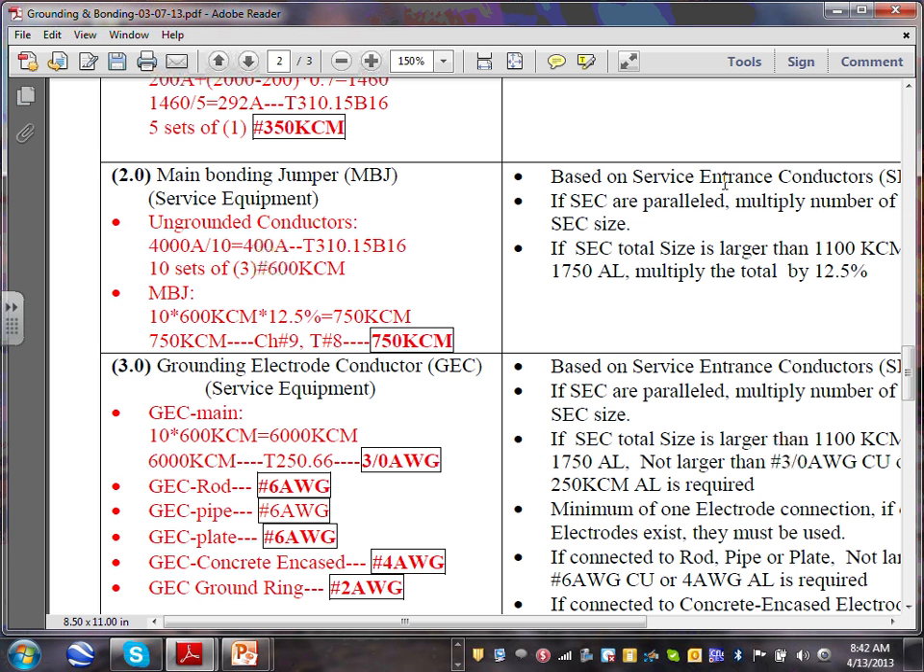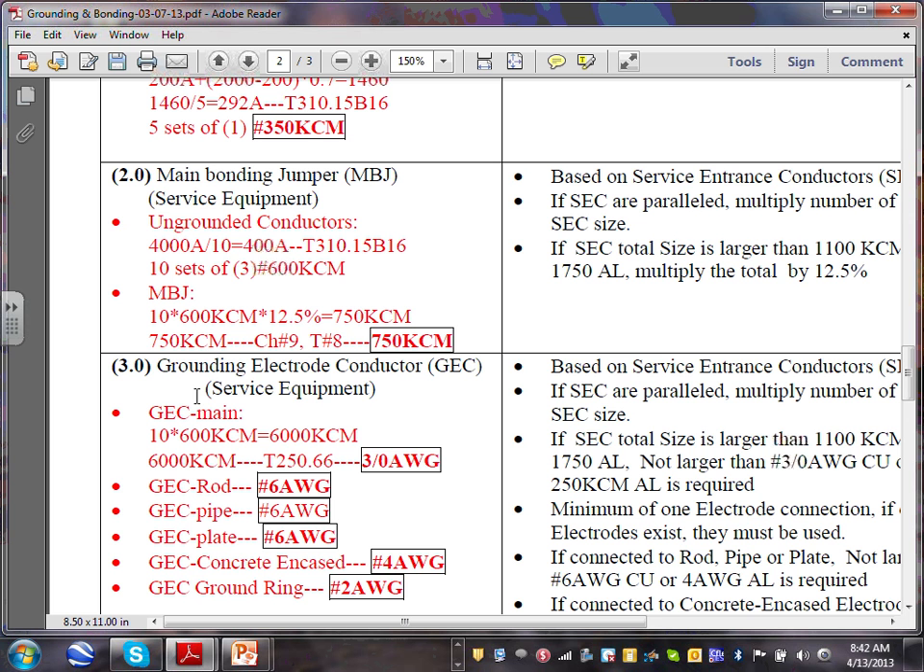You have to multiply the parallel service conductor by how many sets you parallel. Here's 10 of them, multiplied by 600 kcmil each. Now, 10 times 600 is more than 1100 kcmil, right? So you have to apply bullet number 3, which is 12.5%. So that's where the 12.5% came from. You end up with 750 kcmil.